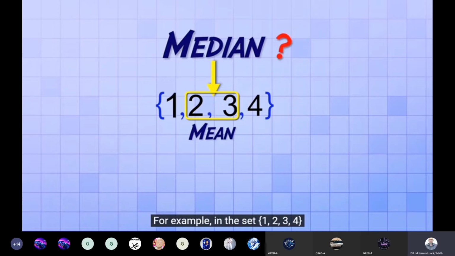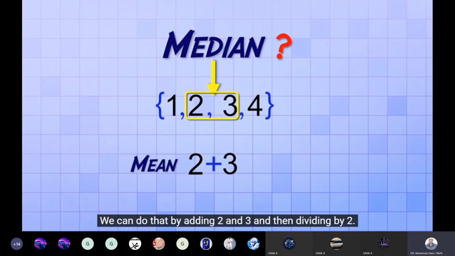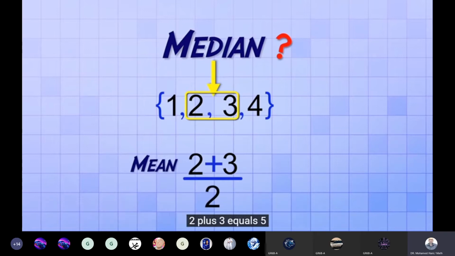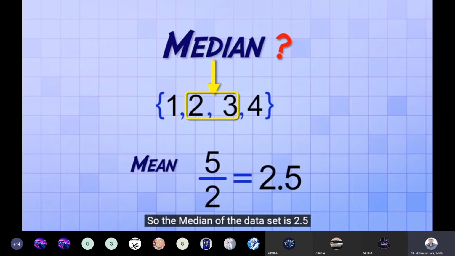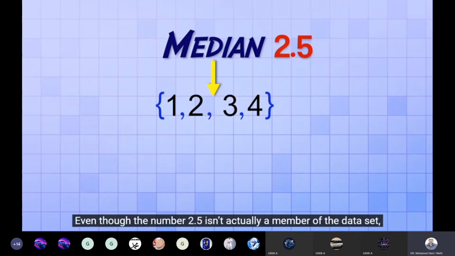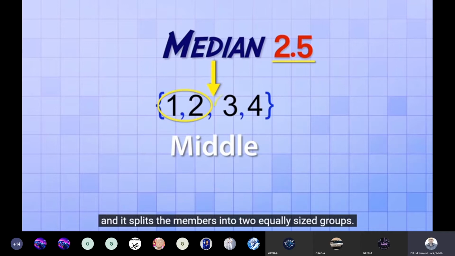For example, in the set 1, 2, 3, 4, we need to take the middle 2 numbers, 2 and 3, and find the mean of those numbers. We can do that by adding 2 and 3 and then dividing by 2. 2 plus 3 equals 5, and 5 divided by 2 is 2.5. So the median of the data set is 2.5. Even though the number 2.5 isn't actually a member of the data set, it's the median because it represents the middle of the data set and it splits the members into 2 equally sized groups.